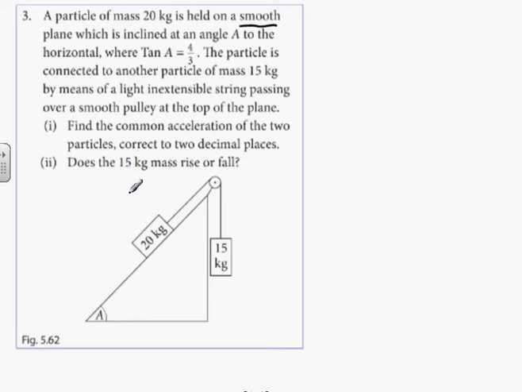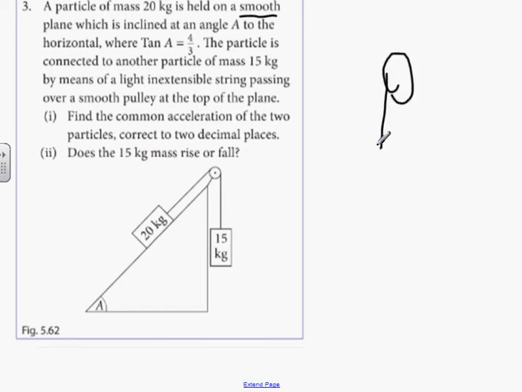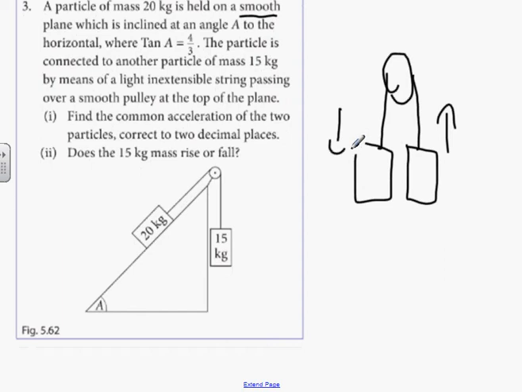Does the 15 kilogram mass rise or fall? Now, if it was straight down and you had 20 kilograms on the left and 15 kilograms on the right, it's a no-brainer that the 15 kilograms goes up and the 20 kilograms goes down. However, because the 20 kilograms is being partially supported by the plane, it's not a dead cert. So you just make a call and you work a consistent system with that call. And if you're wrong, your acceleration will turn out to be negative, hence correcting its direction. Okay, so it's no big deal.